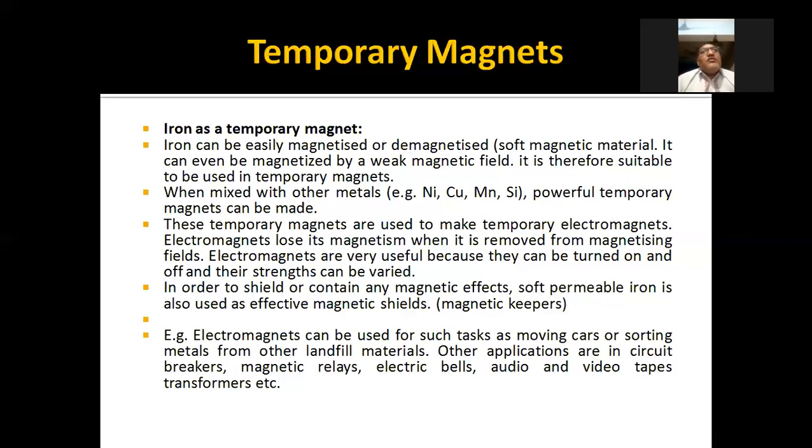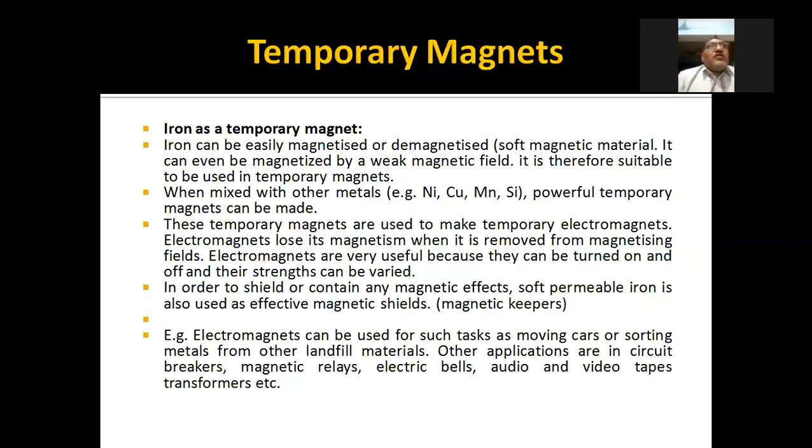We use them, we have a lot of their uses, and we will study about them in the next lecture, not in this lecture. There is a reason why I'm delaying this concept of the relays and electric bells and circuit breakers and videotapes and the loudspeaker. We will learn about them in my next lecture.